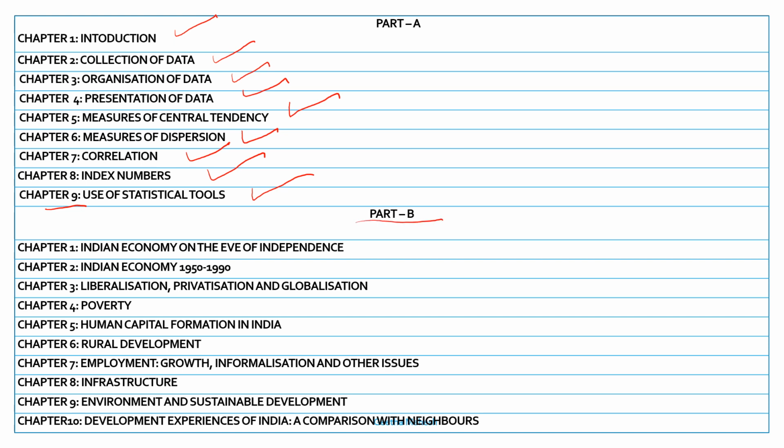In Part B, you can see Indian Economy on the Eve of Independence, Indian Economy 1950 to 1990, Liberalization, Privatization, Globalization, Poverty, Human Capital Formation in India, Rural Development, Employment Growth, Informalization and other issues, Infrastructure, Environment and Sustainable Development, Development Experience of India, a comparison with neighbors.